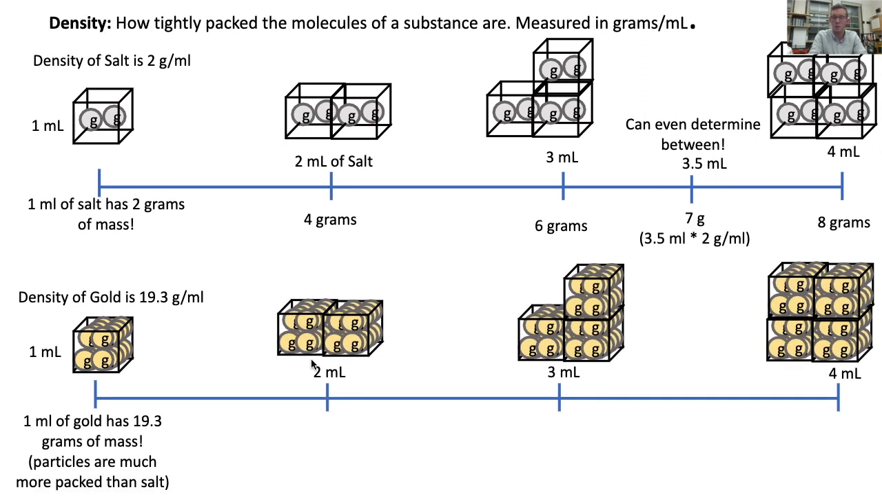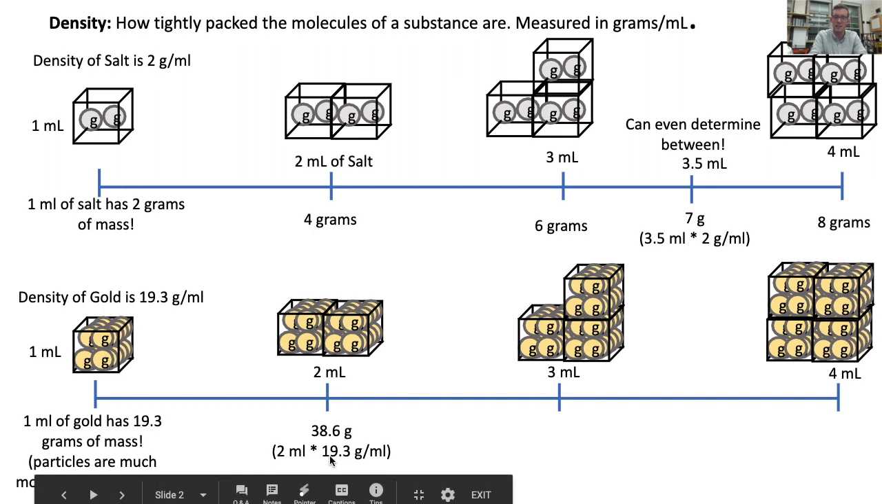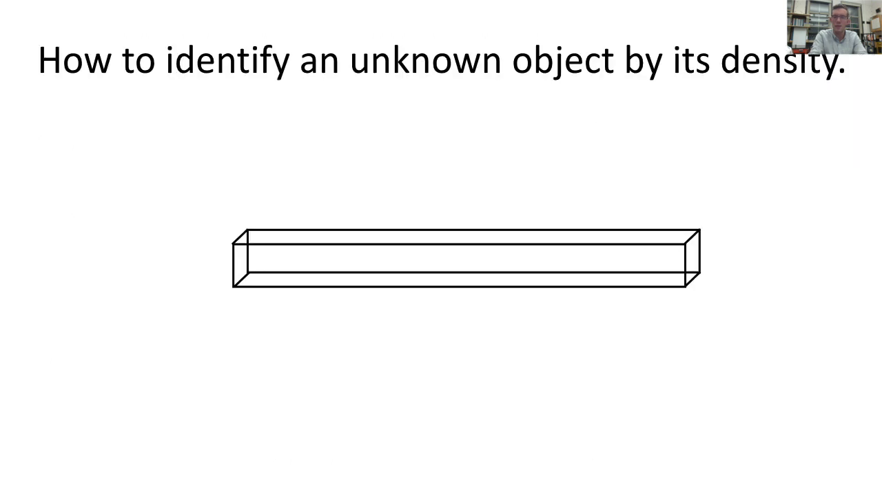The same thing would hold true for gold, except each additional milliliter of gold would add 19.3 grams, rather than just 2 grams. You can identify an unknown substance by calculating its density. Let's say we have an unknown substance here. The first thing we'd want to do is calculate how many milliliters of volume this object has. Let's say this object has 10 milliliters of volume.